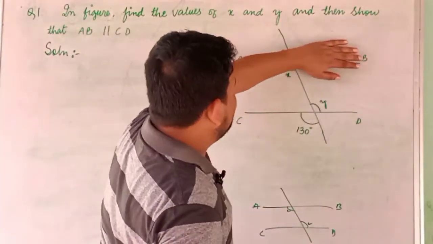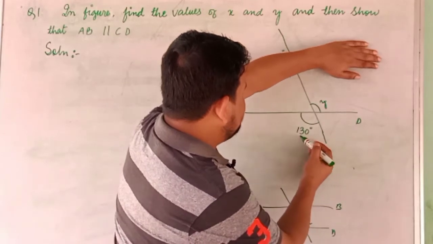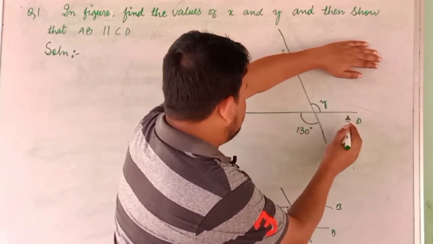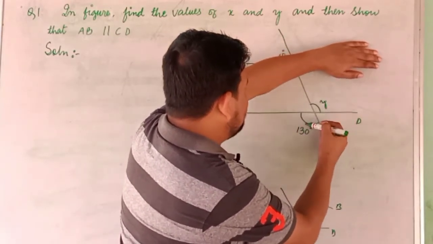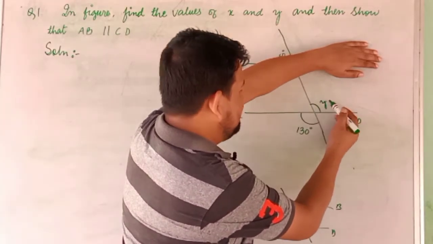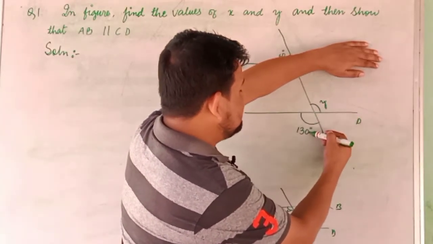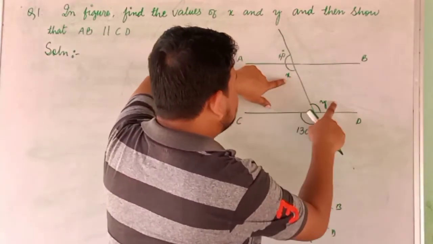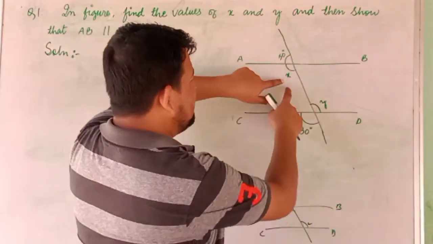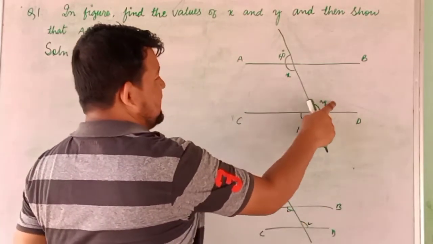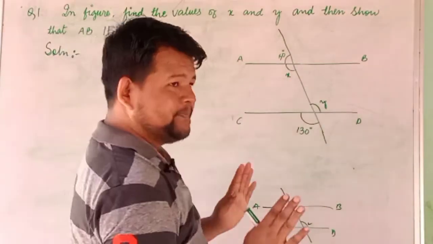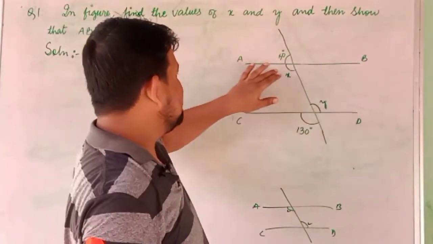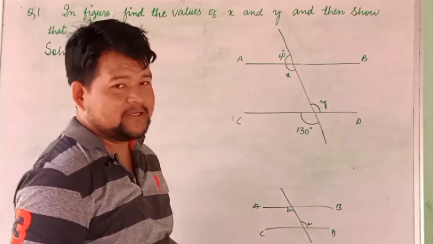When we look here also, 130 degree and y, if two lines are intersecting each other, we know vertically opposite angles are equal. Am I right? Then y also will be equal to 130 degree. After that we will compare whether our x and y are equal or not. If they are equal, then we can say they are lying in the alternate position, so this line and this line are parallel to each other.